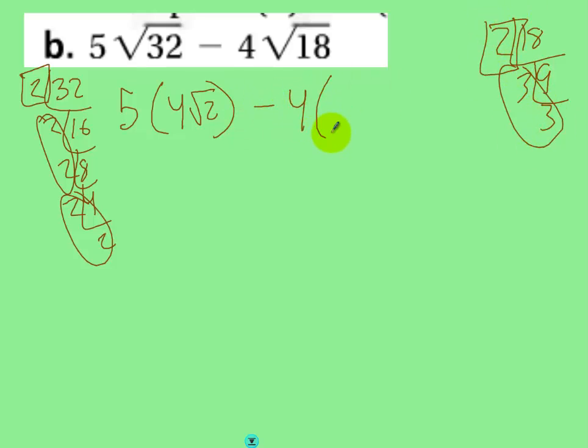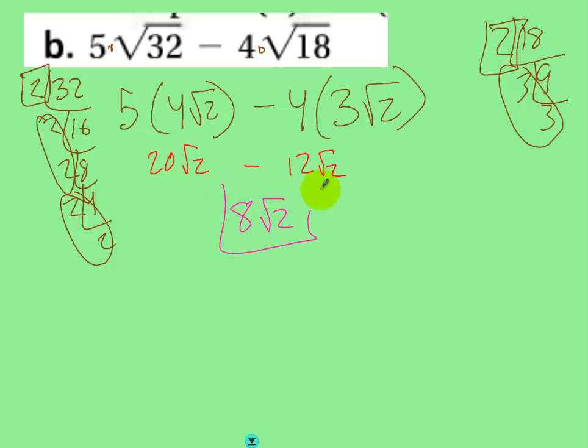So that's going to be 3 on the outside, square root of 2. I did the parentheses because you have to multiply the 5 times the reduced radical, and the 4 times the reduced radical. So multiplying that out, that'll be 5 times 4 is 20 square roots of 2. Minus 4 times 3 is 12 square roots of 2. And if you do the math there, 20 minus 12 is going to be 8 square roots of 2.